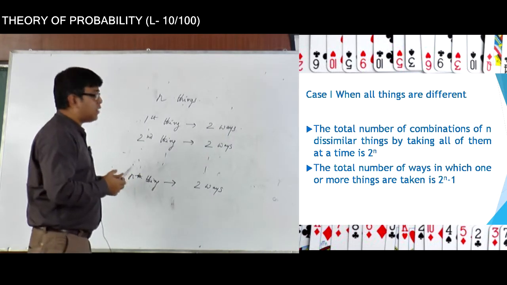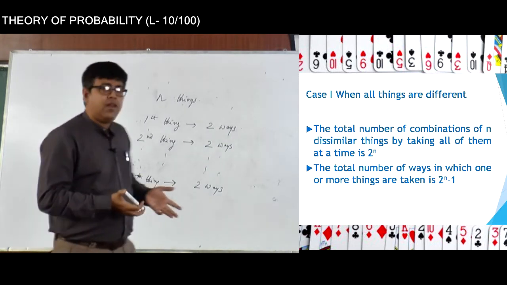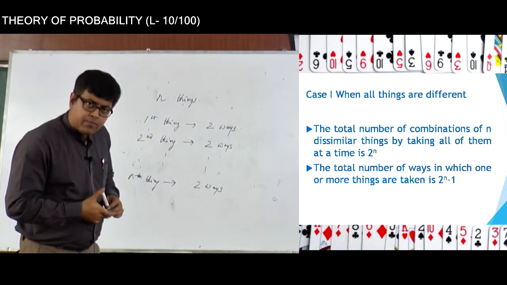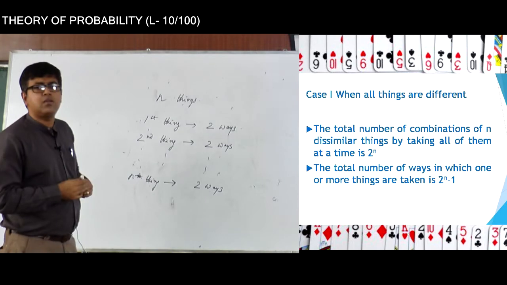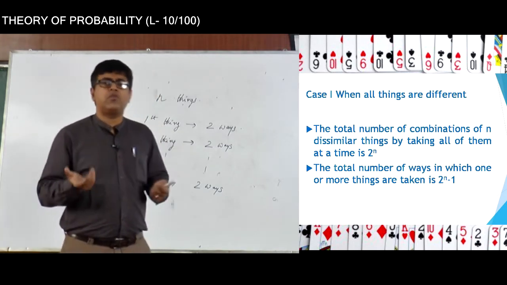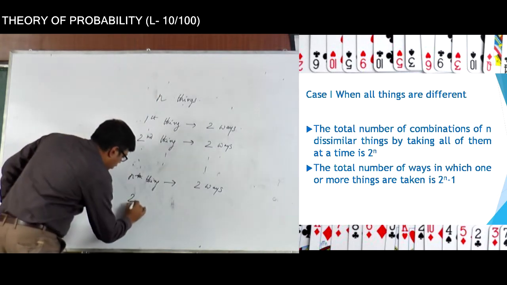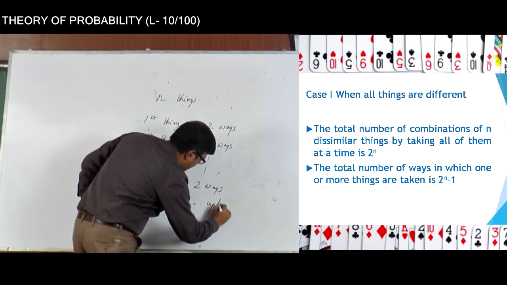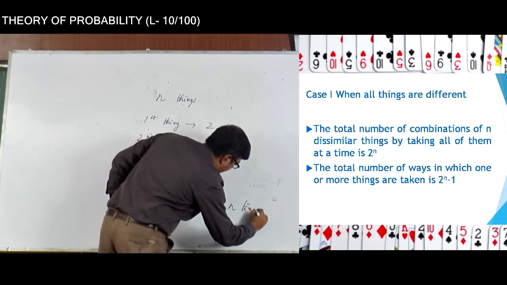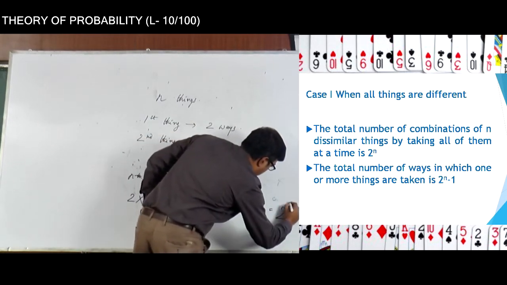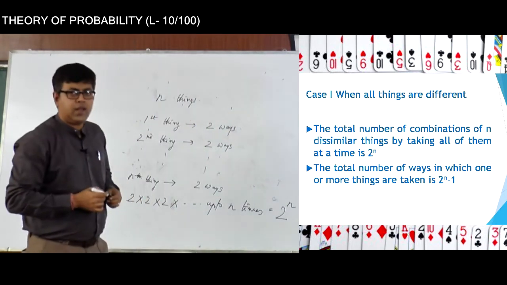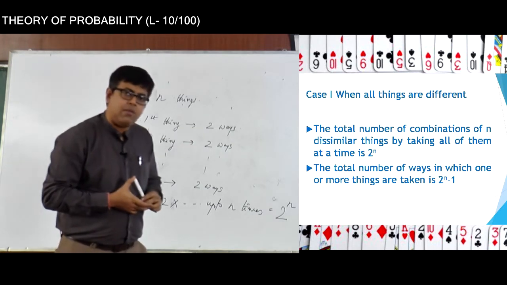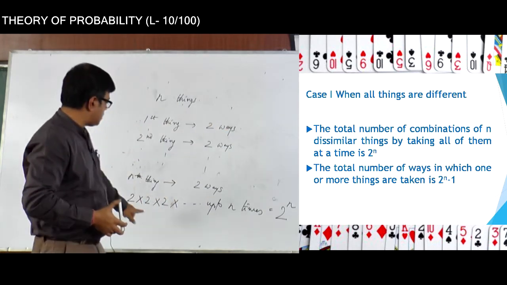Therefore, what is the total number of ways by which we can select n dissimilar things by taking all of them at a time? That will be by the fundamental principle of counting. So it will be 2 into 2 into 2, up to n times, because there are n things given to us. So it will be 2 to the power n, which I have written in my slide. The total number of combinations of n dissimilar things by taking all of them at a time is 2 to the power n. This 2 to the power n is coming because of this concept.